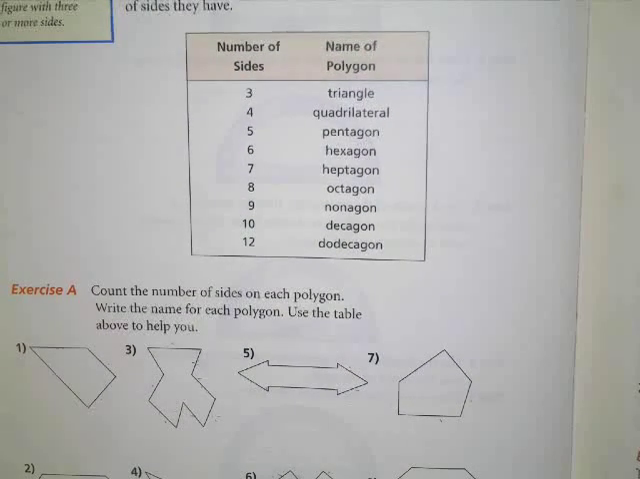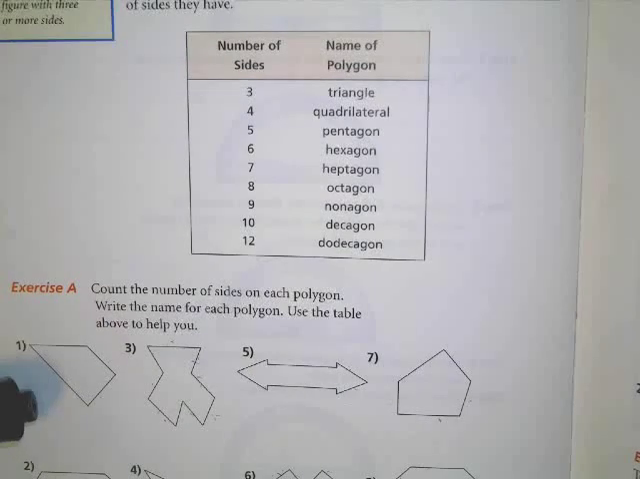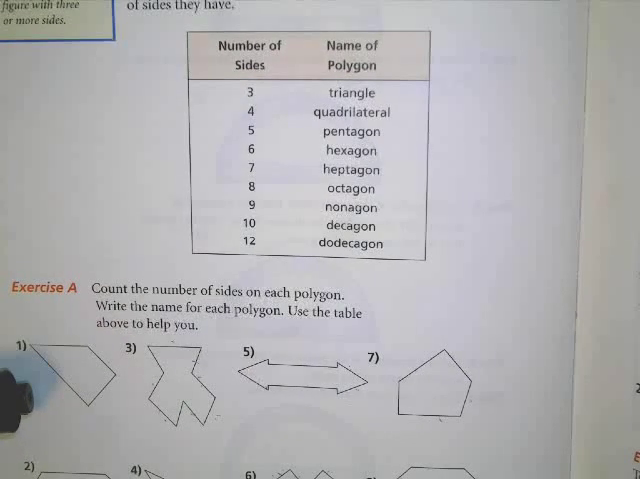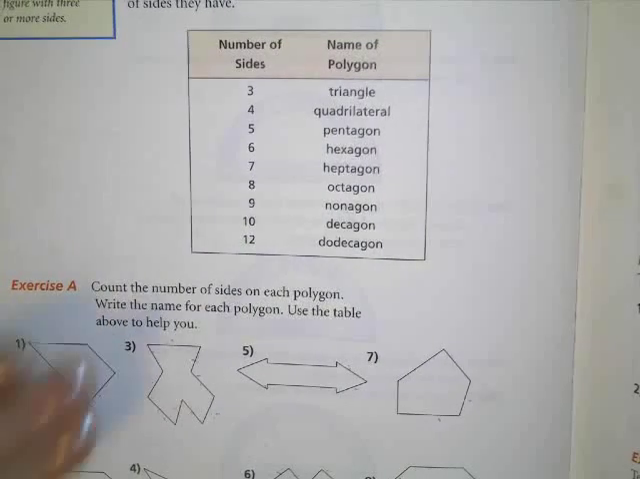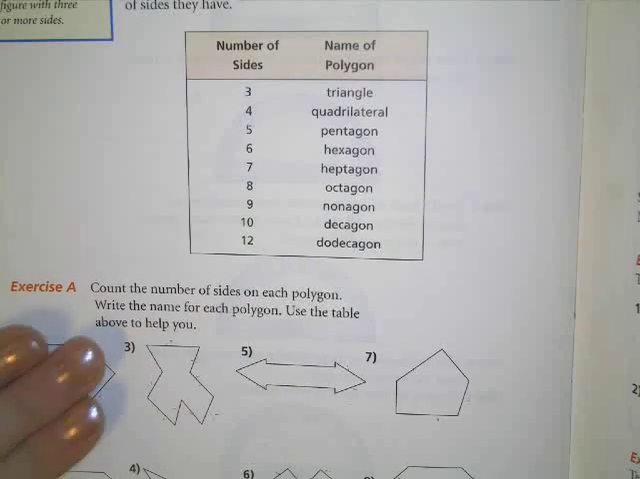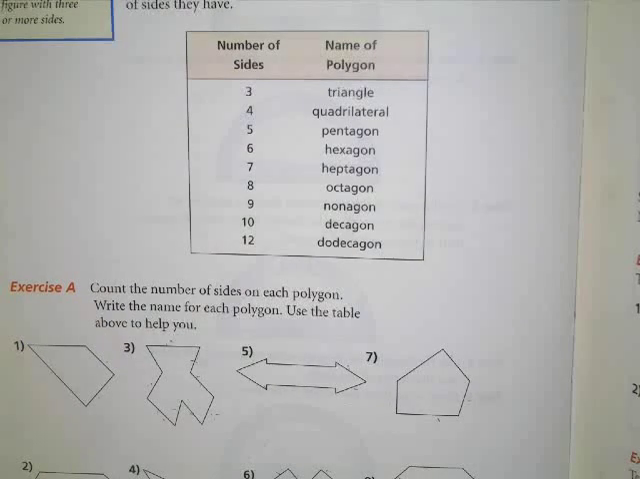Alright. So, number 1. Who can tell me what number 1 is? If you know, raise your hand and I'll call on you. Sam. A quadrilateral. Number 3. Really? Caitlin's the only one going to put her hand up? Caitlin. It's a decagon. There's 10 sides. Number 5. Katie B? A decagon.